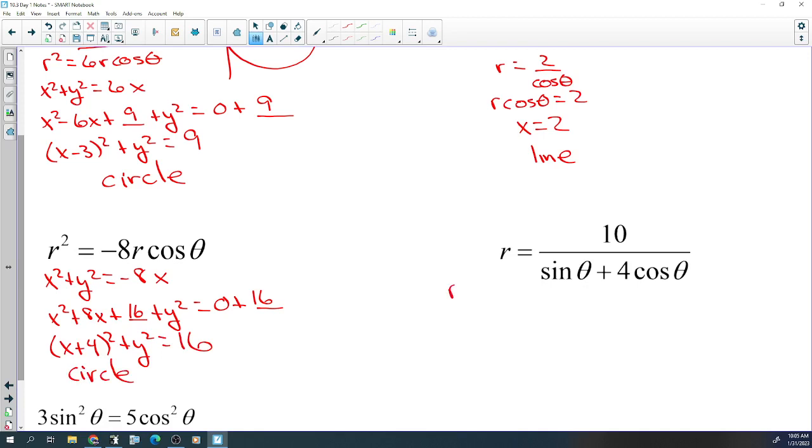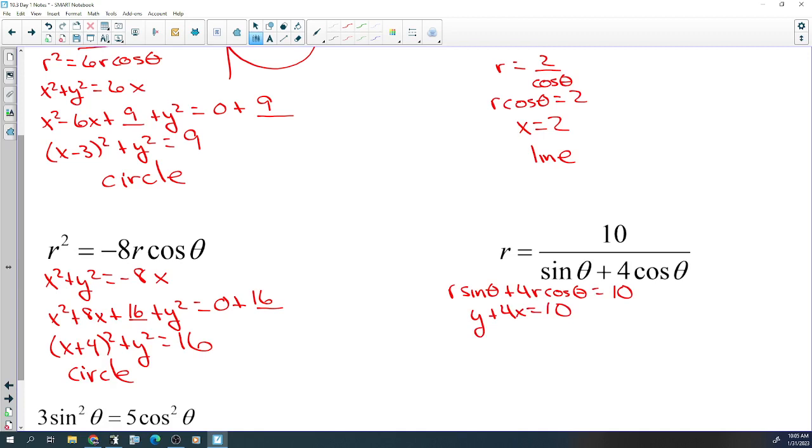This one we're going to multiply by the denominator. And when you distribute the r's, we already have what we want. We want r sine, and we want r cosine. That's what we're looking for when we do these. So this is that one I showed you where it's a line. So we have y plus 4x is equal to 10.